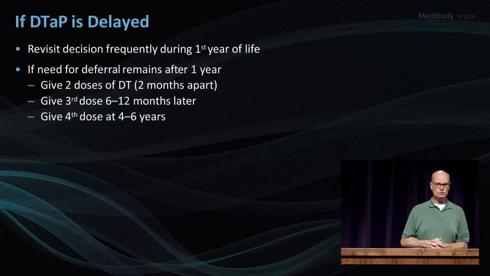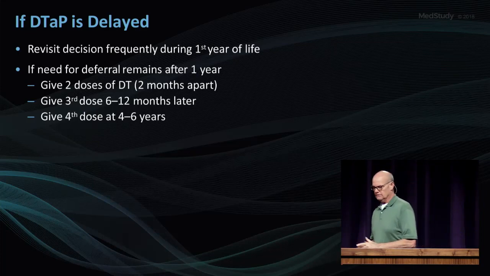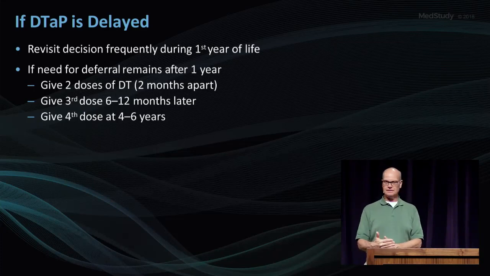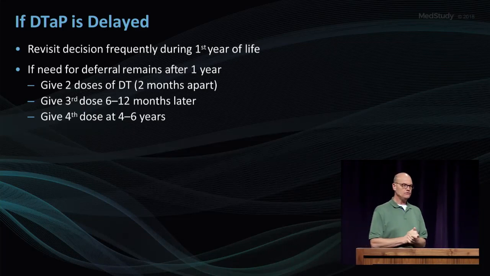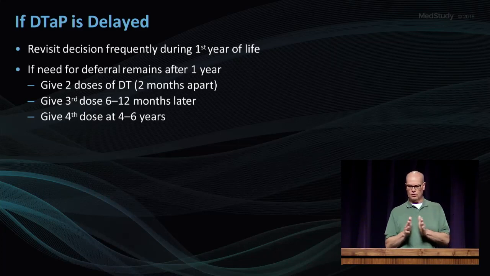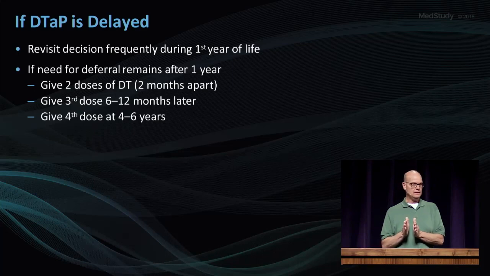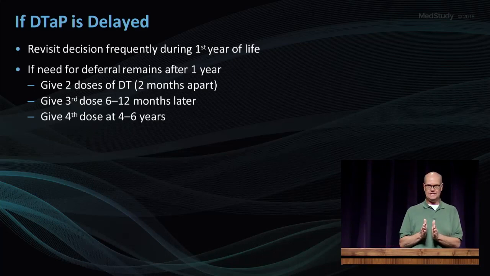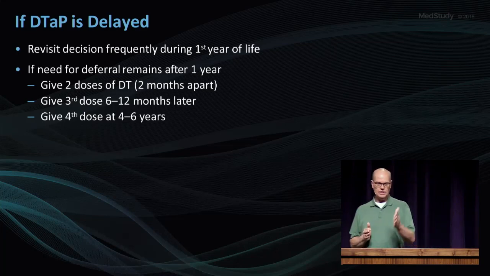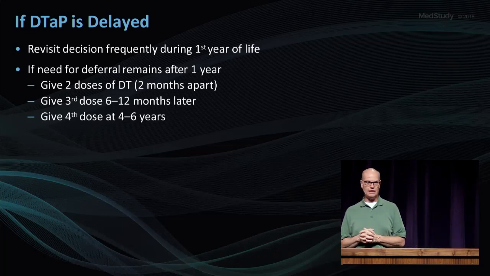Now, what happens if you do delay the DTaP? Let's say that you get a scenario where the child has infantile spasms and has not gotten any DTaP vaccines because of that. If you get a scenario where that child has been deferred for a year, then the next best step is to begin immunization with a DT series. Just immunizing with diphtheria and tetanus along the schedule that's outlined here.